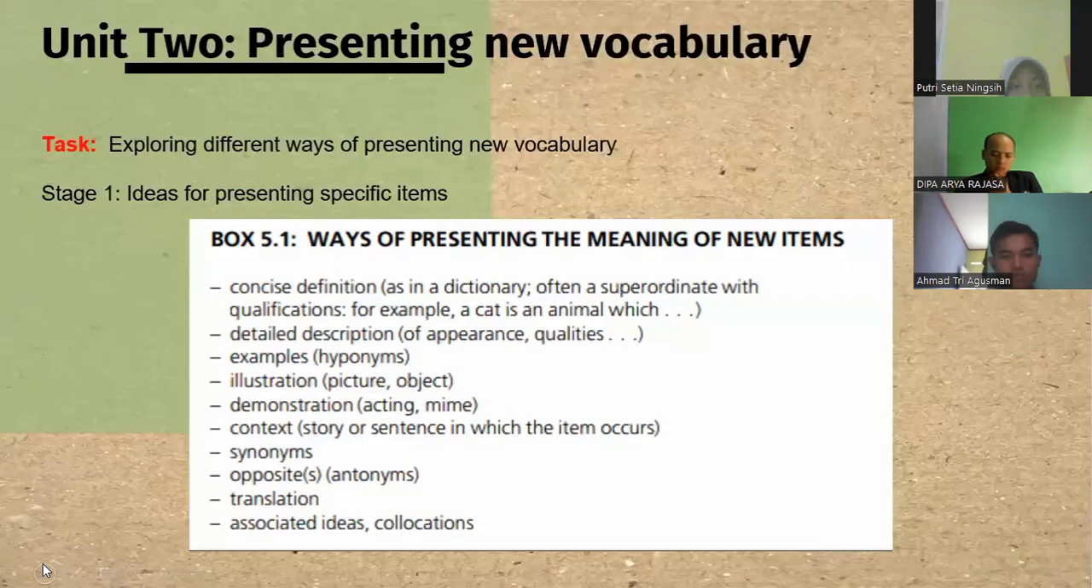So the next is unit 2, presenting new vocabulary. There are tasks exploring different ways of presenting new vocabulary. There are 4 stages. The first is stage 1, ideas for presenting specific items. You can use box 5.1. As you can see on the screen, box 5.1, the ways of presenting the meaning of new items.